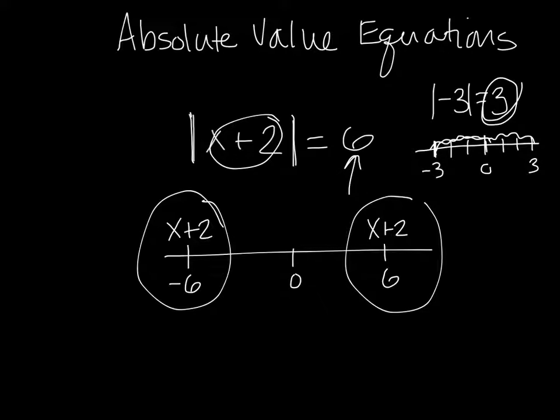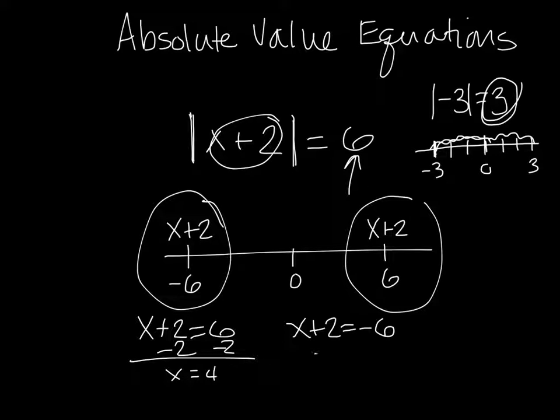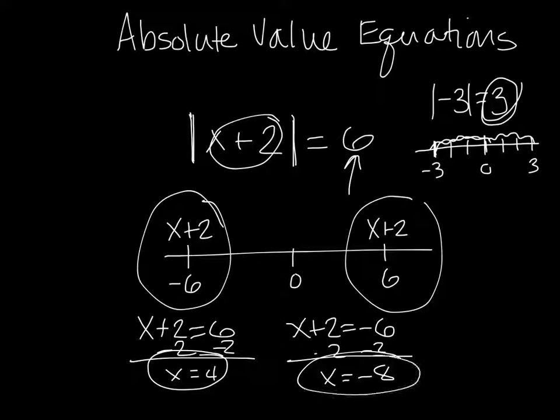So then what we do about that is we have two different equations, because I have two different spots on the number line. Either x plus 2 equals 6, or x plus 2 equals -6. I go through and solve them like I normally would, and then I have both answers of 4 and -8. So I get two answers for that equation, 4 and -8, because they're both 6 away from 0, whether I'm at 6 or -6. So I have to account for both 6 and -6.